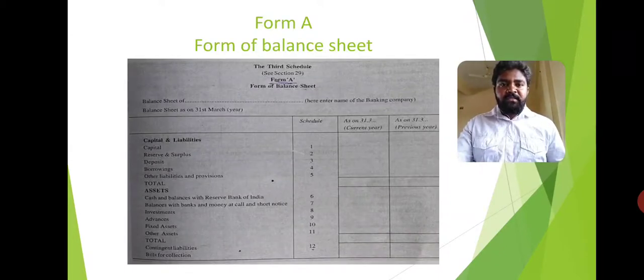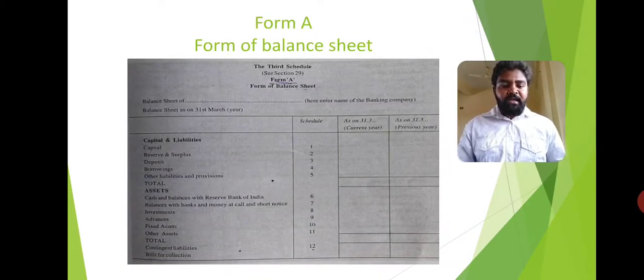Here borrowings means sometimes the banks may borrow money from other financial institutions, that is to be returned. That's why it's a liability of the bank. Borrowings in schedule number 4, it's a liability.